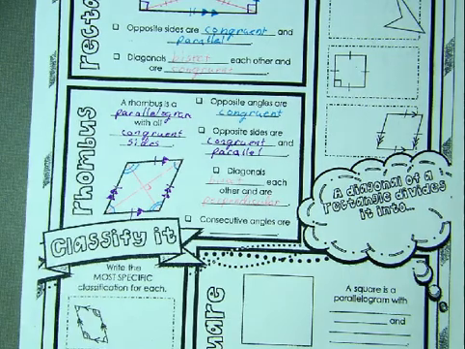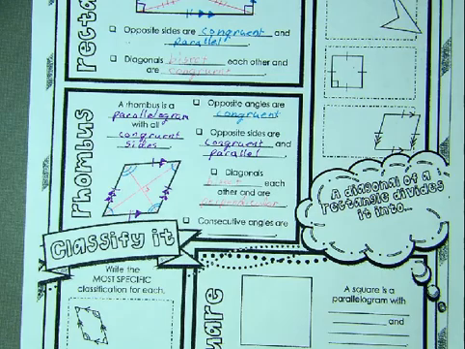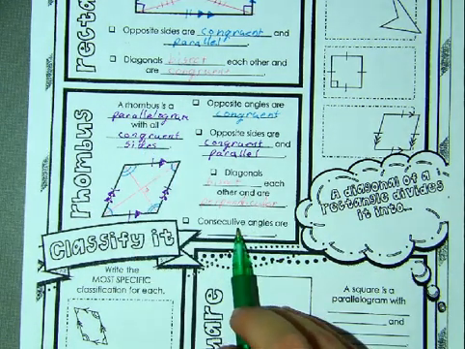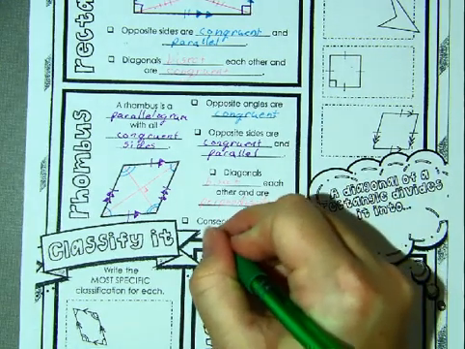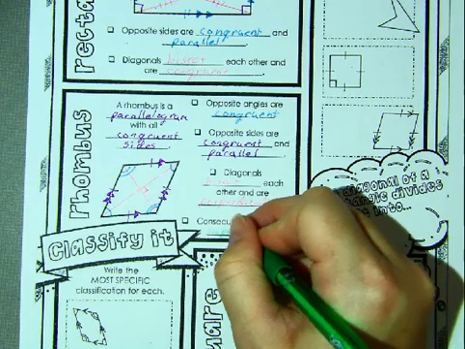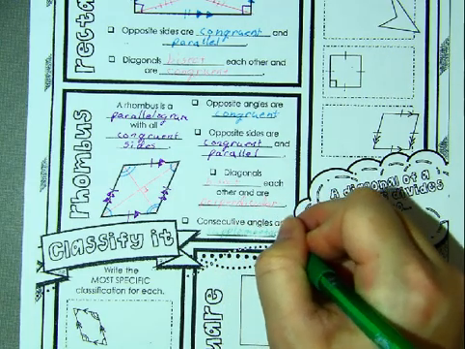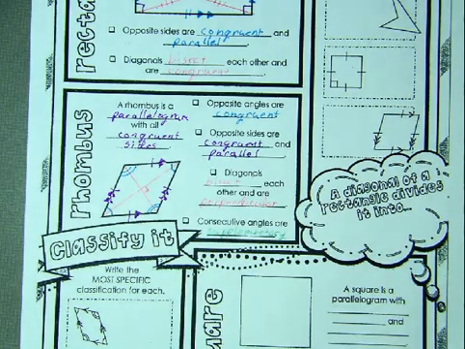Okay, and then the last one we have with this one is talking about our consecutive angles. And again, since this is a parallelogram, those consecutive angles are supplementary. Okay, that is the last one that I have for the rhombus.